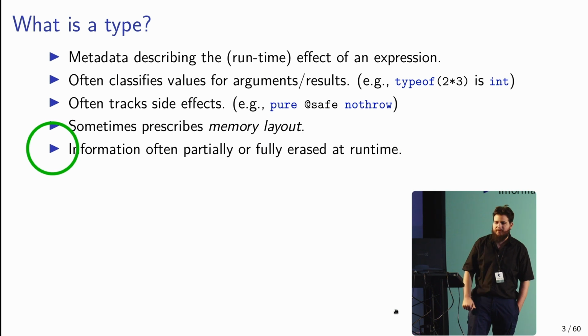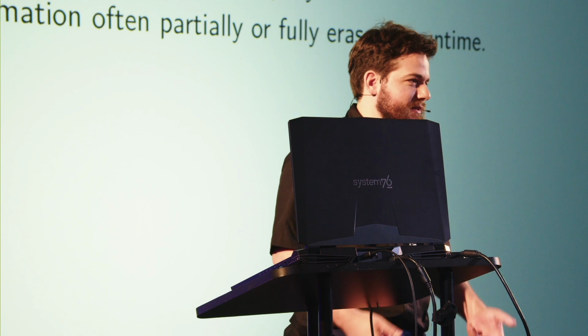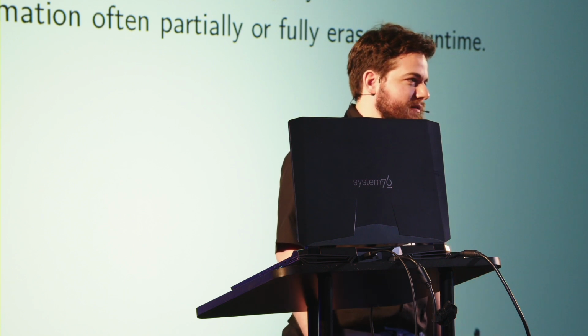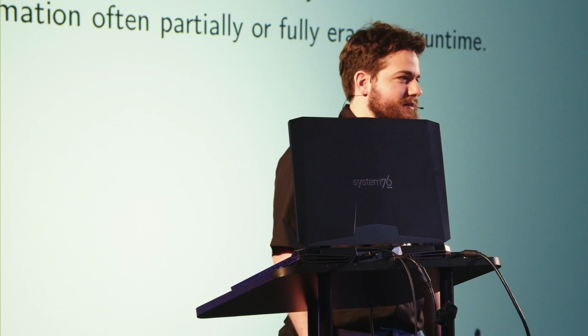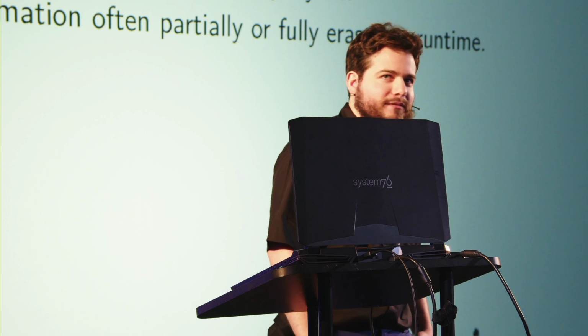Type information is often partially or fully erased at runtime. So there are languages where you have an untyped language, then you build a type system on top of it. If it type checks, that means things are fine, but you actually don't need to keep the types around at runtime. In D, some information about the types is kept around at runtime, but not all of it.